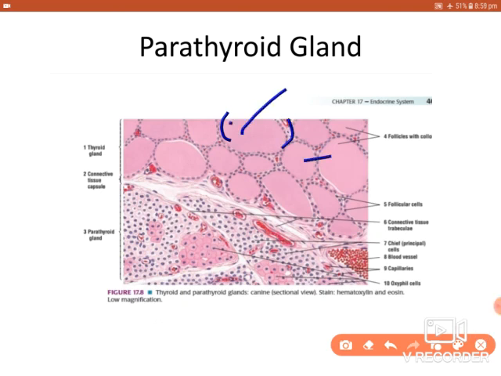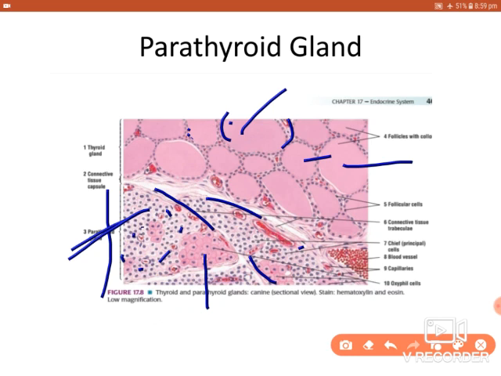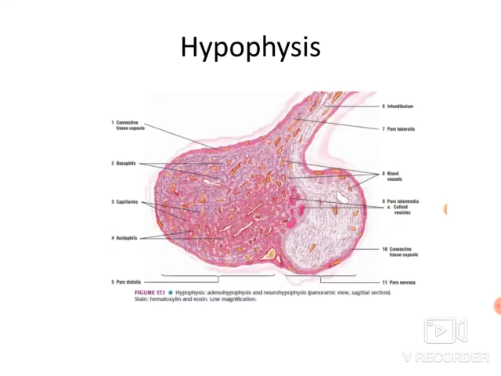So the section of the thyroid can be identified with the help of the large follicles filled with colloid, and between them you can see the parafollicular cells. Then in the parathyroid gland, you can see lightly stained small oval cells and deeply stained polygonal cells also. The lightly stained cells are the chief cells, which are more numerous. This also forms lobules, with interlobular connective tissue. Okay. Then here is the structure of the hypophysis.